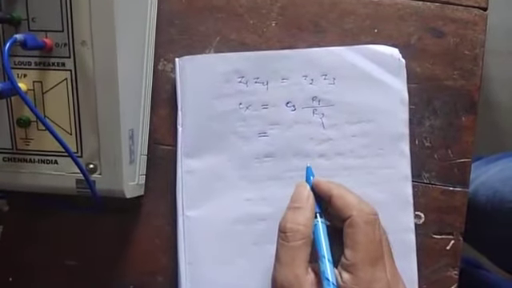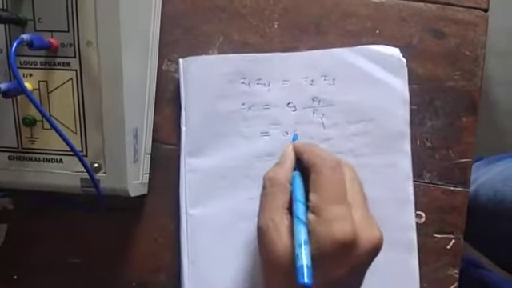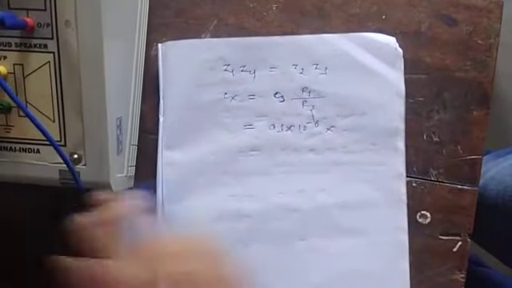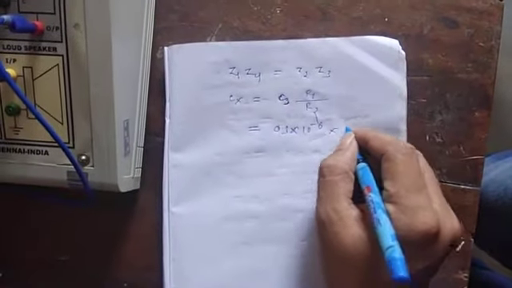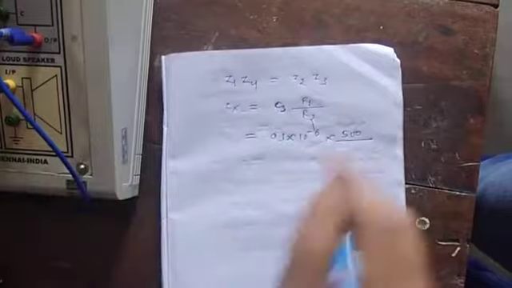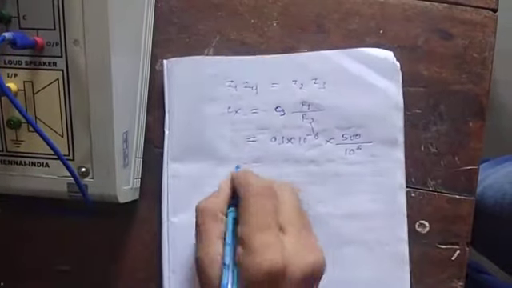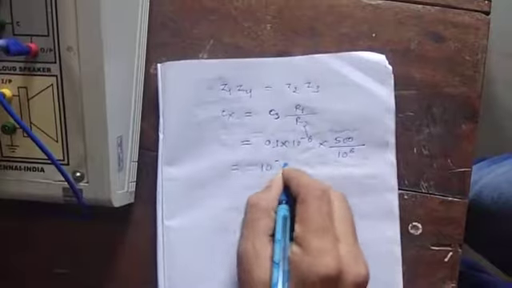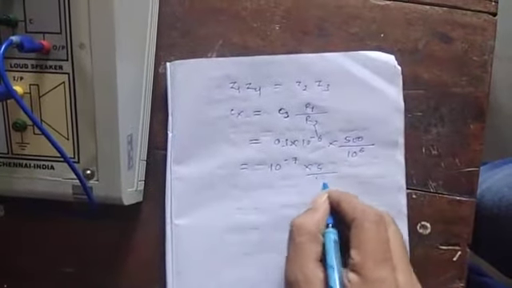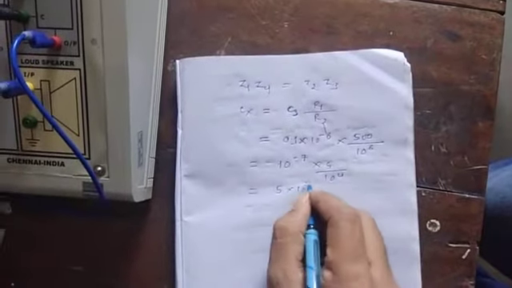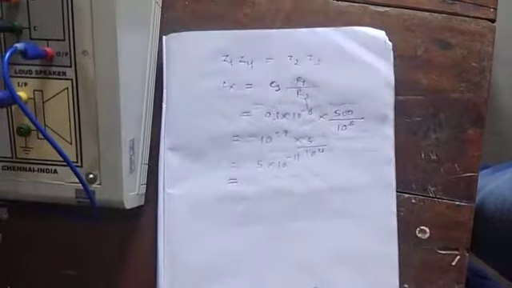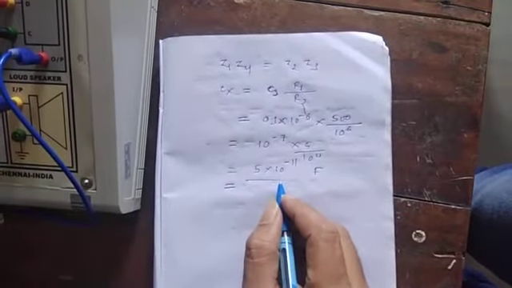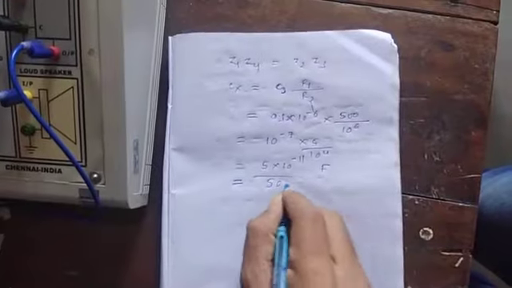So now I am going to apply the values. The value of C3 is 0.1 microfarad, that is 0.1 into 10 to the power minus 6, into the R1 value which I have selected here, that is 500 ohm, divided by the R2 value, 10 to the power 6. So this 10 to the power 6 and here 5 into 10 to the power 2, so this can be written as 10 to the power minus 7 into 5 divided by 10 to the power 4. That means 5 into 10 to the power minus 11 farad, which is 50 picofarad.